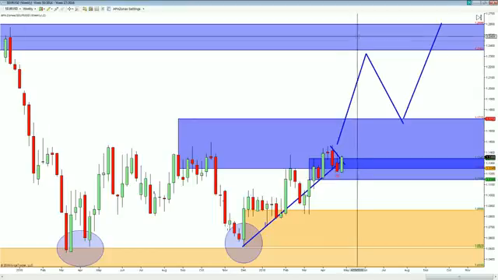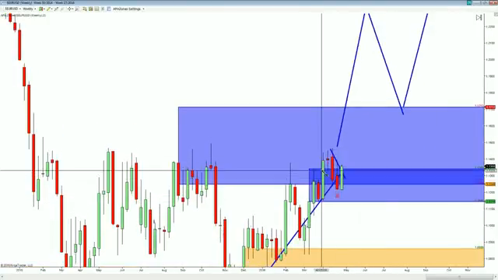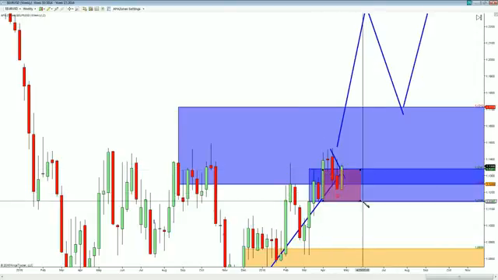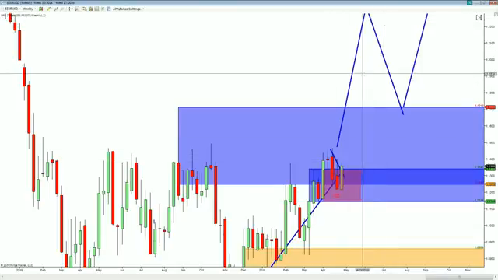All right. How long is this going to take? I have no idea. This may take 2 years. I don't know. This is a big weekly time frame. But that's what I'm looking for. Seeing this new demand level overlap this supply really gives me confidence that price is starting to do something new here.